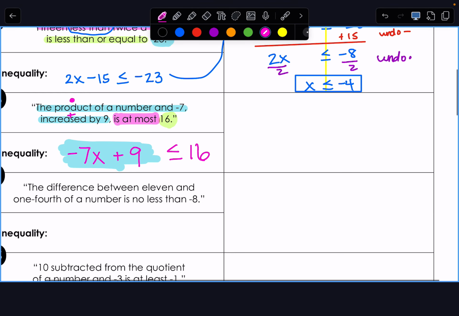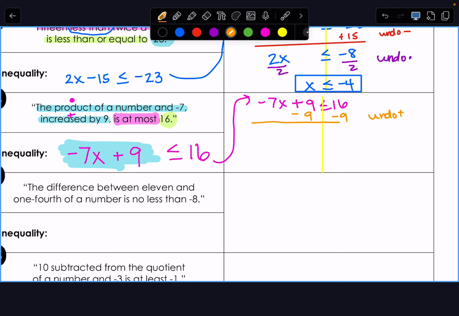Okay, so now this is a very interesting one to solve. Well, let's find out why. What do we need to do first? Get rid of the 9. We need to subtract 9 first to undo the addition. And you get 7. So negative 7x is less than or equal to 16 minus 9, which is 7.